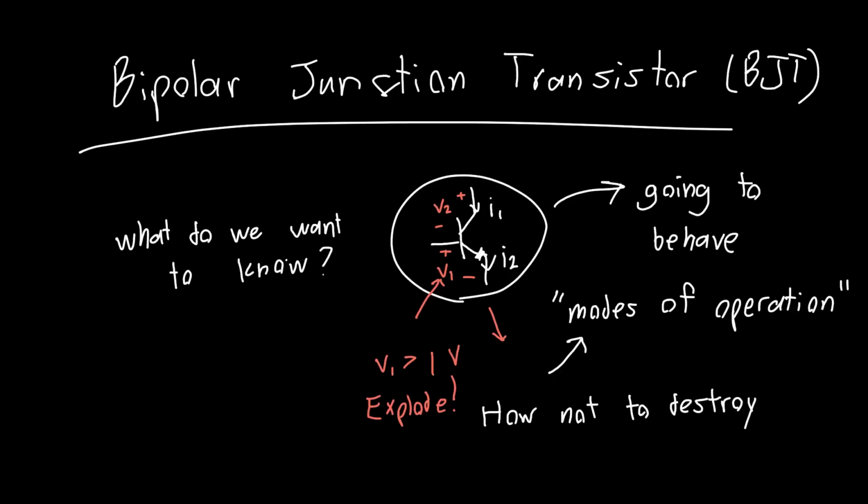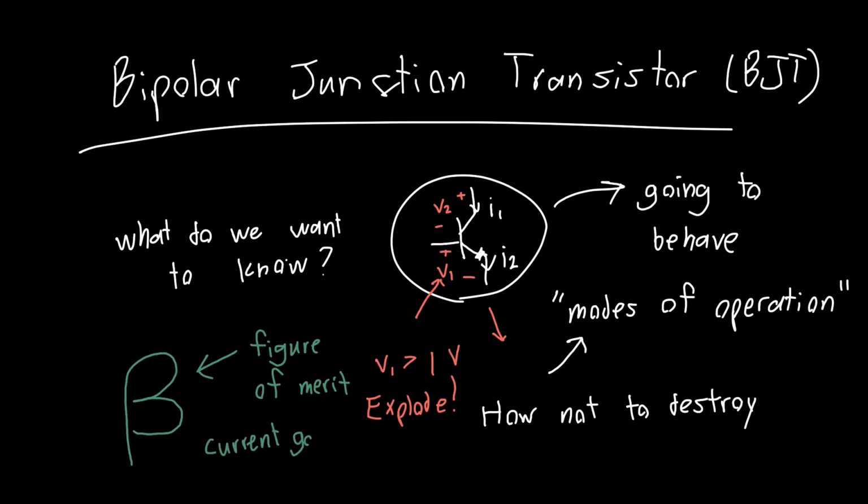Fortunately, for most of the use cases of a BJT, there is one number, one single value that is a figure of merit, or a number that tells us how well the BJT is going to do what we want it to do. And this is the current gain. So if you're not familiar with this, that's fine. If you are, that's great. This is what we're ultimately going to be building up to.